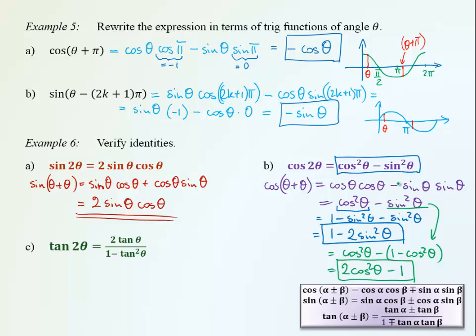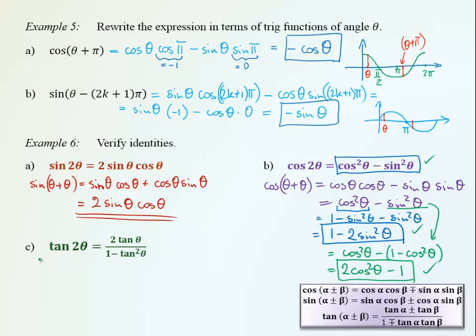So cosine double angle can be memorized this way, or that way. I usually remember it in this form. That's the easiest for me. And then just in case, if needed, well, replace either cosine square or sine square by the Pythagorean identity and create other versions of the same formula.